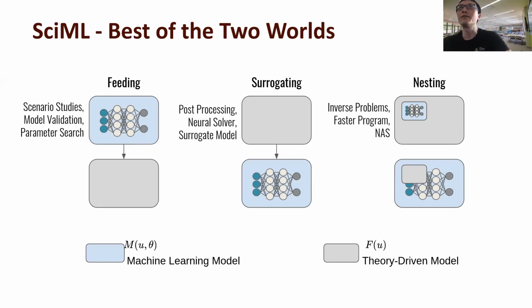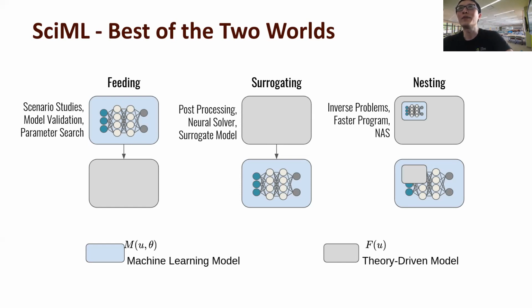Another paradigm in which you can use scientific machine learning is so-called surrogating. It's more or less like replacing. You have a theory-driven model, and you want to build a machine learning model that can replace your theory-driven model. One of the main reasons you want to do that is because the theory-driven model is too complex and also too computationally intensive. For example, if some simulations take weeks or months to run, a machine learning model will be able to do this in a much shorter time.